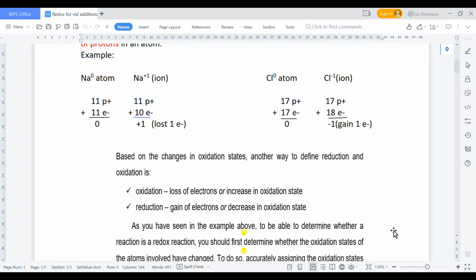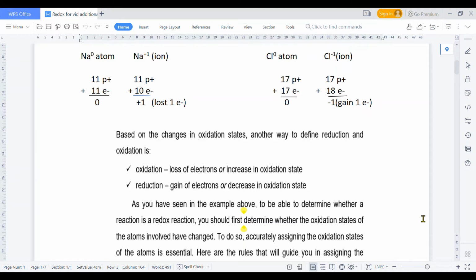Based on these changes in oxidation states, another way to define reduction oxidation is: oxidation, loss of electrons, or increase in oxidation state from 0 to plus 1. That is an increase. Reduction, gain of electrons or decrease in oxidation state from 0 to minus 1. That is a decrease in oxidation state.